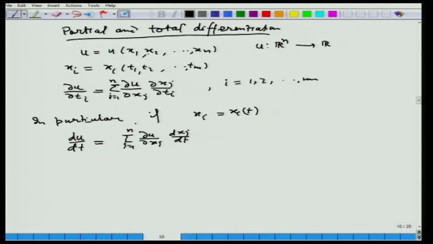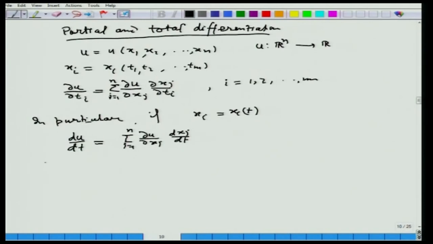Although u is a function of several variables x1, x2, ..., xn, these xi's are now functions of a single variable t, and therefore u is a function of the single variable t, and we get du by dt as the total derivative in this case.